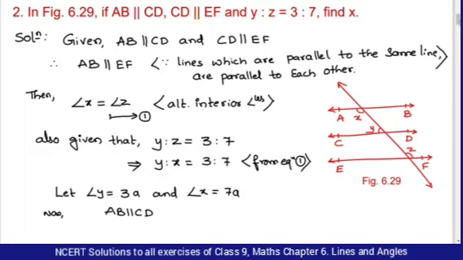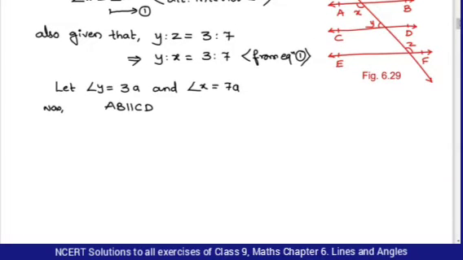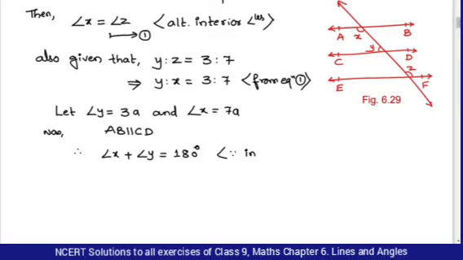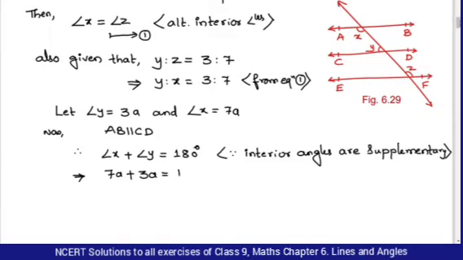Now, AB is parallel to CD. Therefore, angle X plus angle Y is equal to 180 degrees, since interior angles are supplementary. Angle X and Y are interior angles which are supplementary. Supplementary means 180 degrees. Now X is 7A and angle Y is 3A, which is equal to 180 degrees. 7A plus 3A is 10A equal to 180 degrees. Then A value will be 180 by 10, that is 18 degrees.